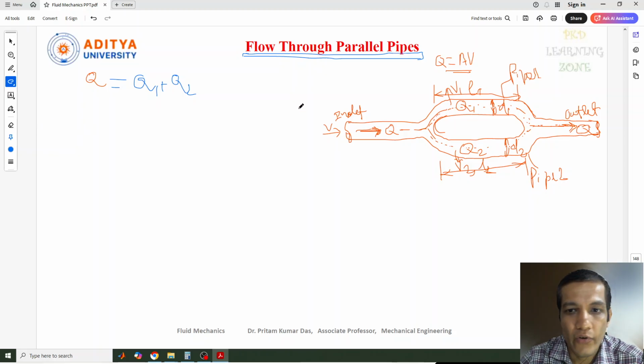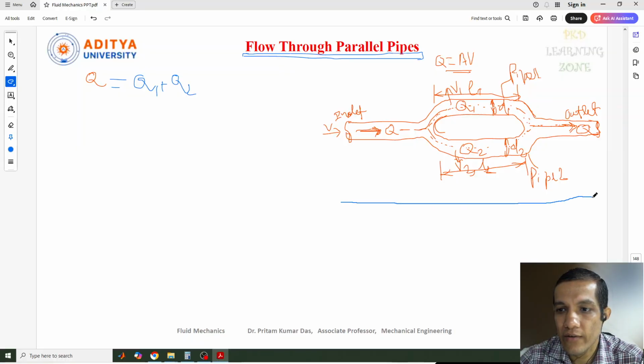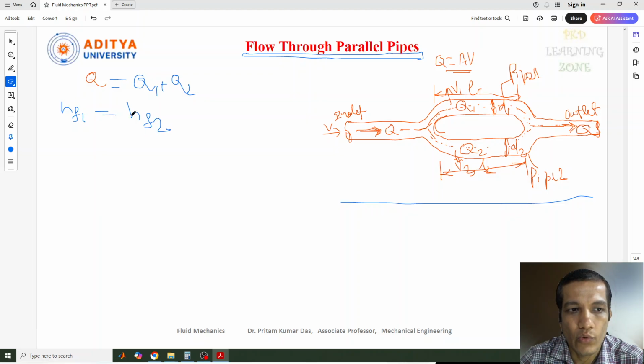Then for this particular type of arrangement, what we can write is that the head loss in the branch pipe 1, HF1, should be equal to HF2. Head loss in branch pipe 1 should be equal to head loss in branch pipe 2. So what is the formula for head loss in the branch pipe? Here you can neglect the minor losses; you only consider the major losses.